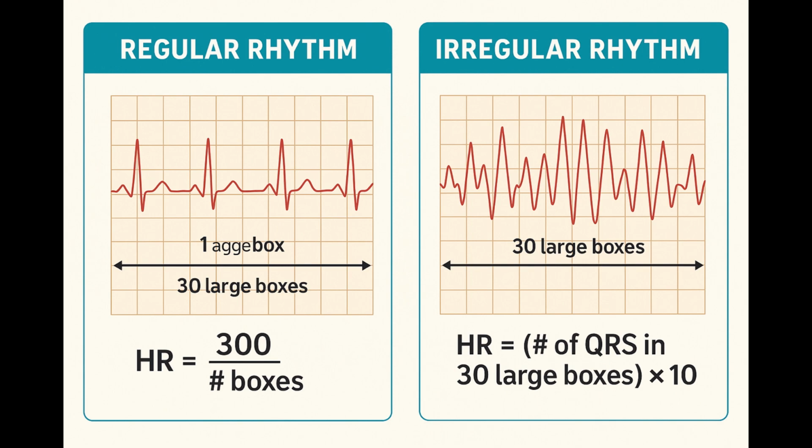Yeah. But what if the rhythm is all over the place, like in AFib? That R to R distance keeps changing. Right, the 300 rule wouldn't work then, would it? You'd get a crazy number. Exactly. It's useless there. So for irregular rhythms, you need the 6-second rule. Remember how 30 big squares is exactly 6 seconds? Right, because 30 times 0.2 seconds.